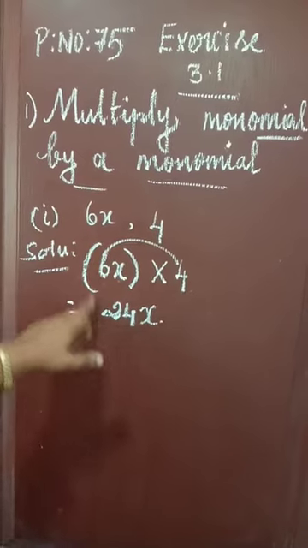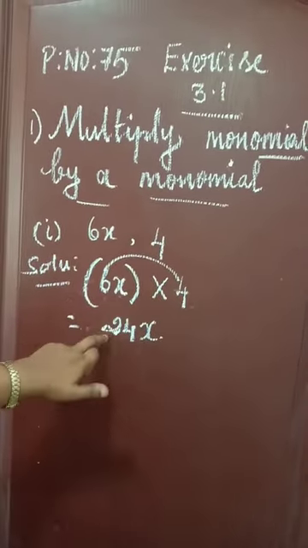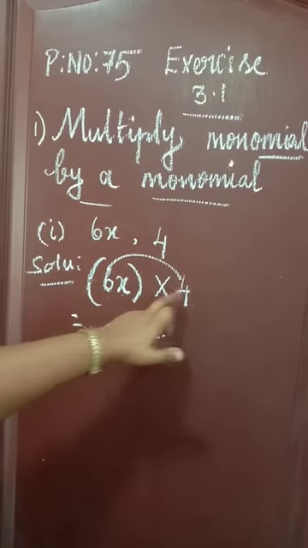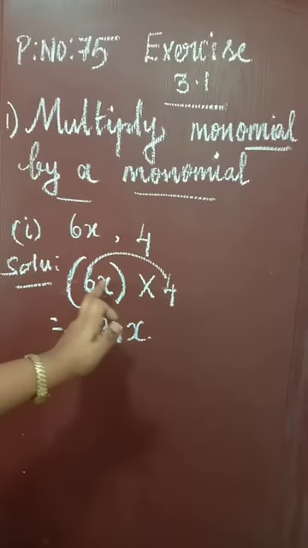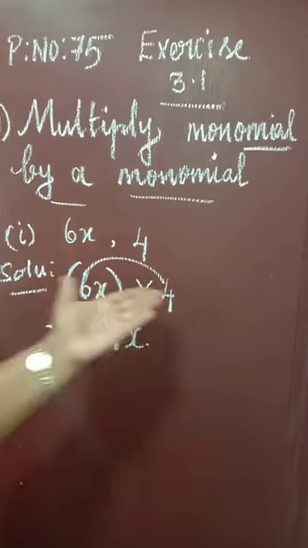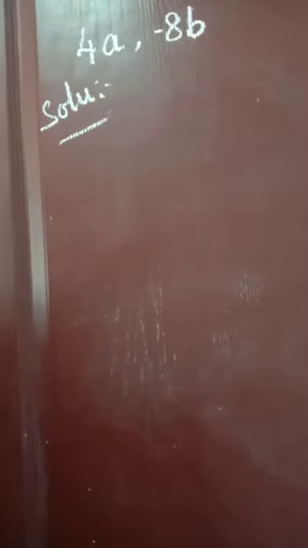It is understood. So next one, 6 into 4. 6 4s are 24. Here variable comes, here variable does not come. So x into nothing is here. So I put x.